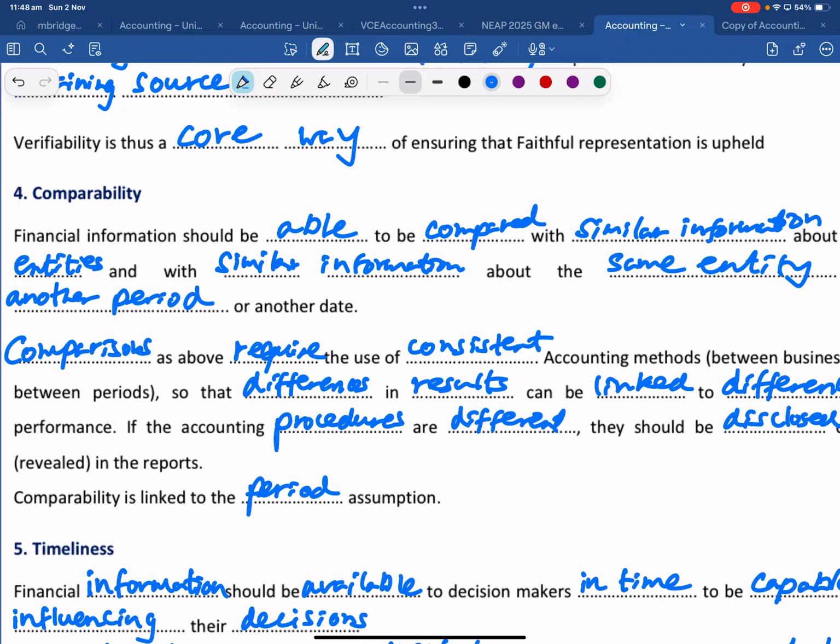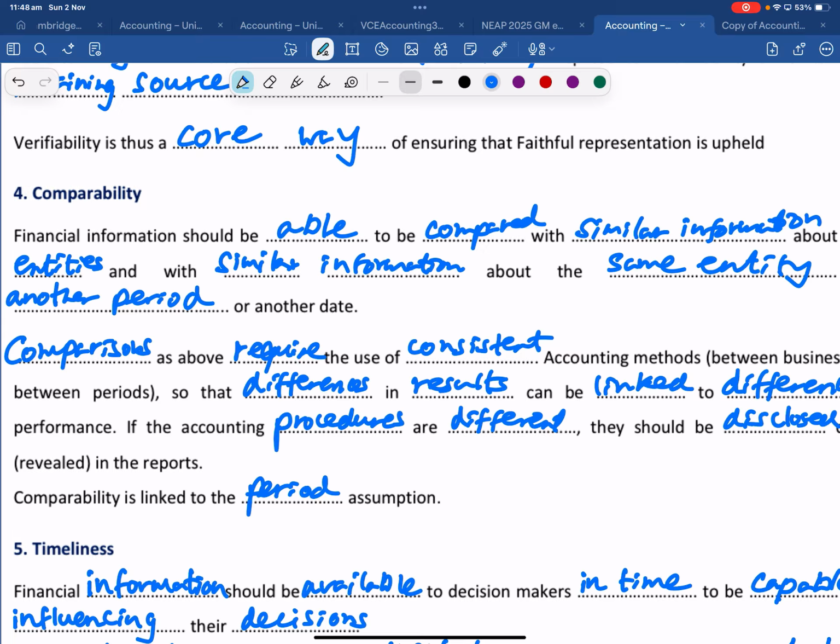Does that mean that we can't change the rules? We can. The thing is, if any accounting procedure is different, I have to disclose it. What do I mean by disclose? State it, reveal it clearly. So you have to say, look, this one we have changed over this period.